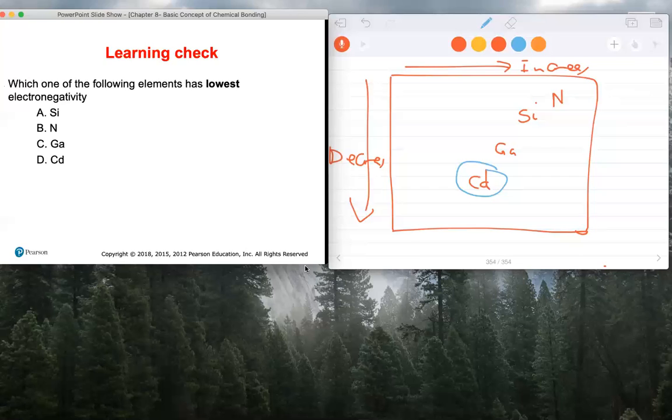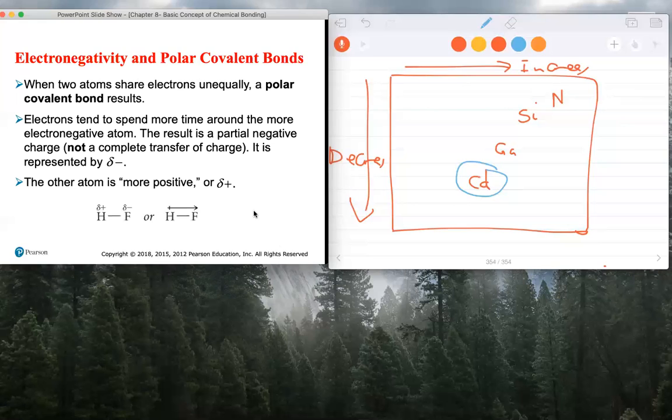So next time, it could be arranging elements according to increase in electronegativity, or according to decrease in electronegativity, or which one has the highest electronegativity, and so forth. Right? It will just be straightforward. No one will give you something which is hard to figure out.